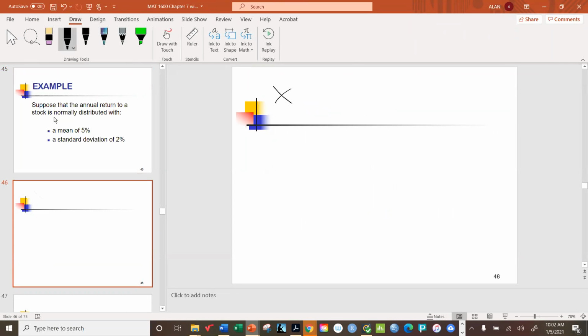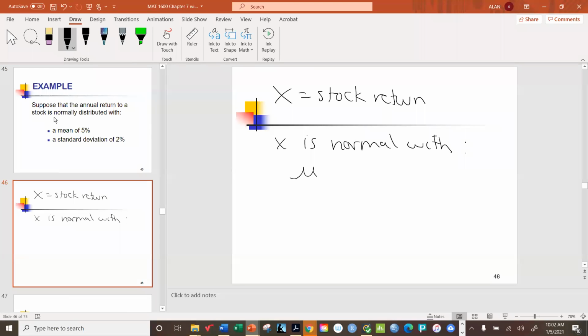X is the stock return, and it is normal with, okay, the mean is 5% and the standard deviation is 2%. Okay, now we cannot use our charts with this situation because the charts are set up for the standard normal distribution only. So fortunately, there's a way of getting around that. We can use this conversion formula.